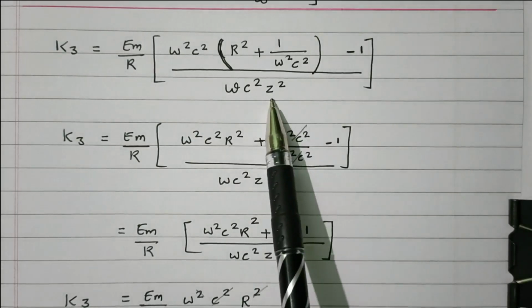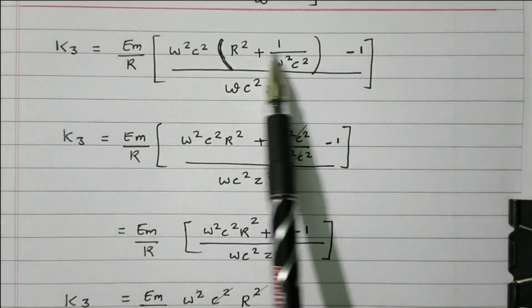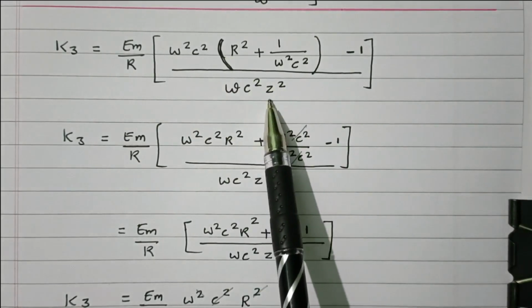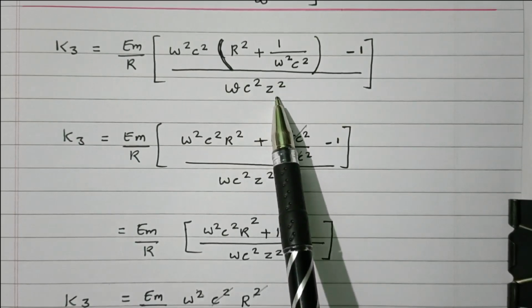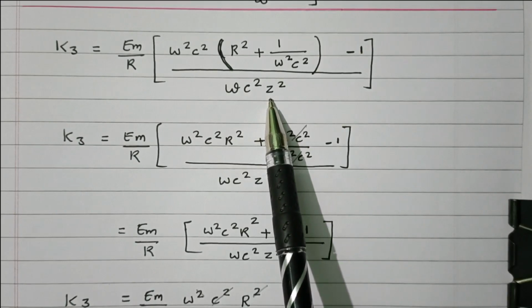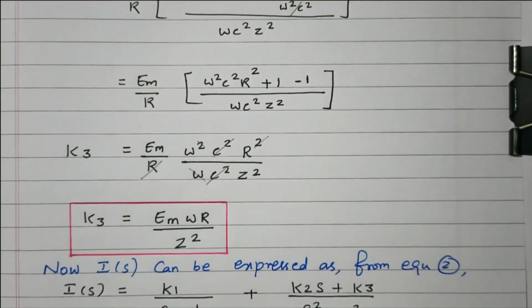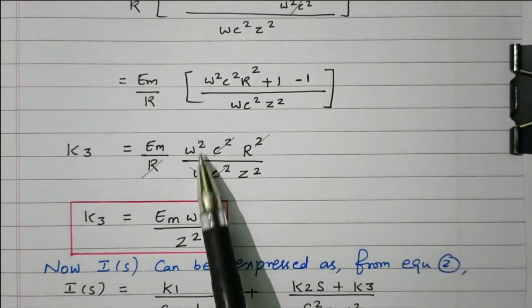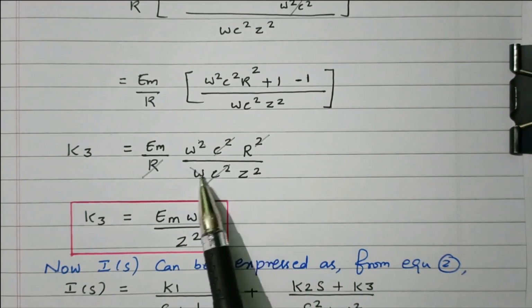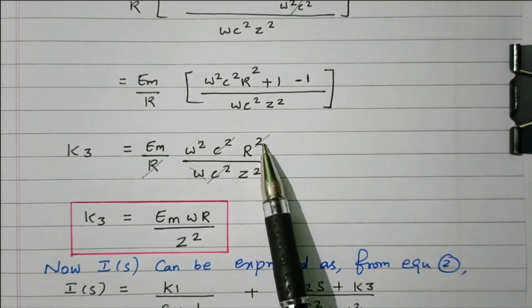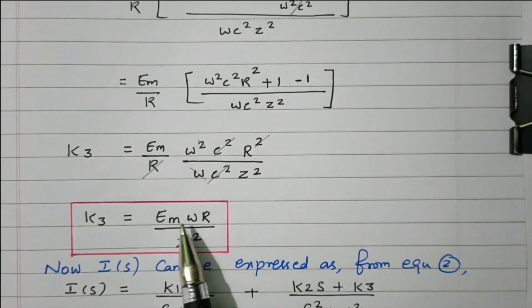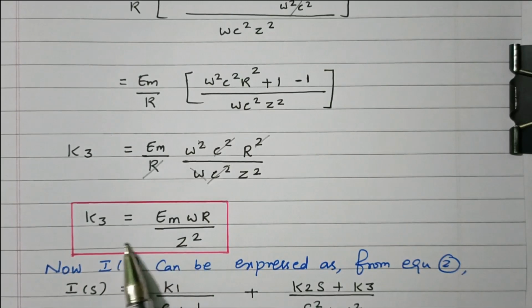Here the Z square is not substituted, only the Z square here is substituted. Again this term is brought into Z square, right? Earlier we substituted Z square in the numerator as well as the denominator. Now the denominator Z square is kept as it is. So we'll see the further simplification. Here omega one term got cancelled, C square totally got cancelled, R one term got cancelled. So Em omega R divided by Z square. So this is the K3 value. Now we got the K3 value also.